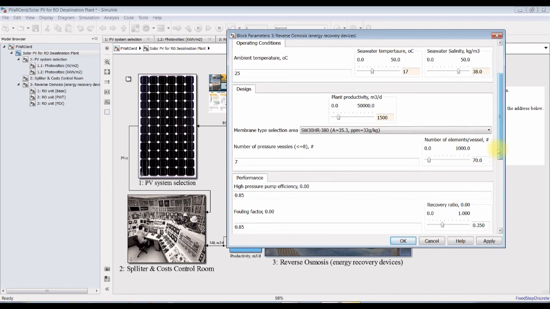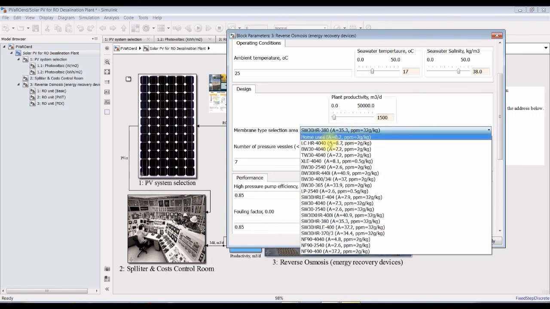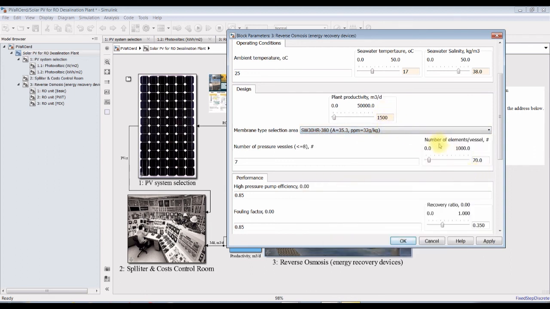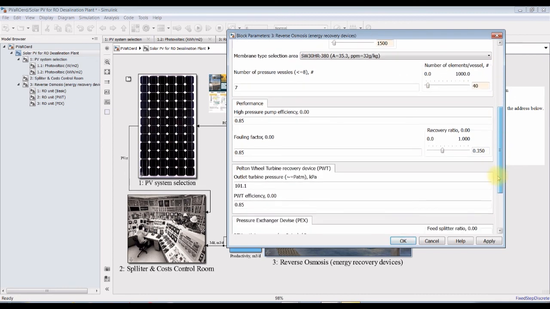A little bit larger plant, medium size plant, in meter cube per day. For seawater, I'm going to choose membrane type seawater 30 high recovery. And the number of pressure vessels, I think for such a technique, I am going to choose 40, with 7 elements per pressure vessel. High pressure pump 85, recovery ratio 30-35. It's okay. Fouling factor, okay.